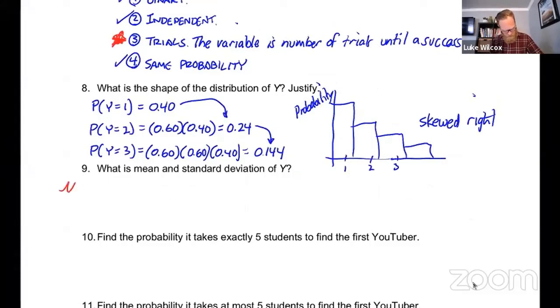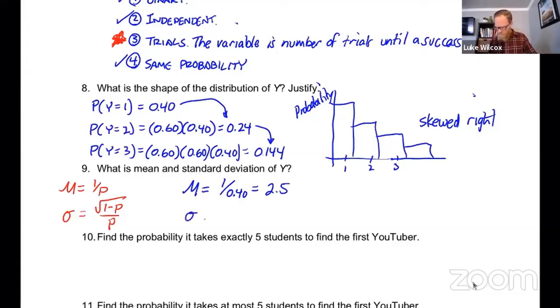The mean of a geometric random variable is just 1 over p. And the standard deviation, according to the formula sheet, is the square root of 1 minus p, all divided by p. So now we just have to plug some numbers into this one. The mean is going to be 1 over 0.4, and that's going to give me 2.5, which is telling me if we were to do this over and over again, we can expect about 2.5 trials in order to get the first success.